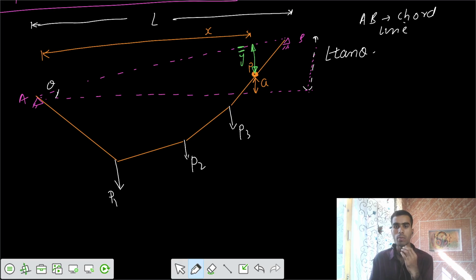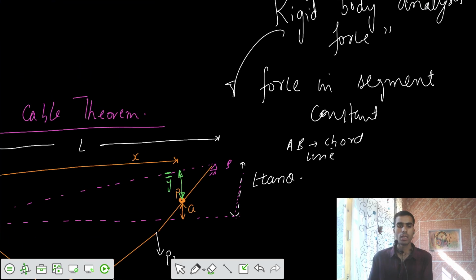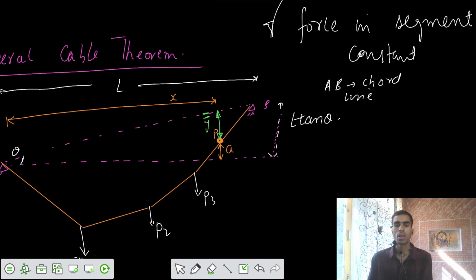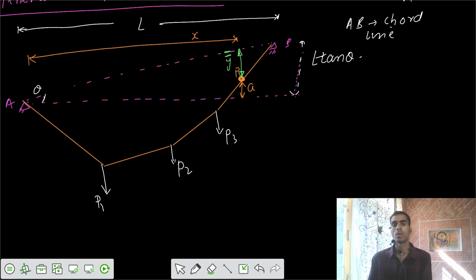So there we have some Y bar, and you can get what Y bar is. Y bar is the vertical distance of that point to your chord line, at that x location from support A. And similarly, you can write what A is: it's with respect to the horizontal line from A to that point B. So you got these two.